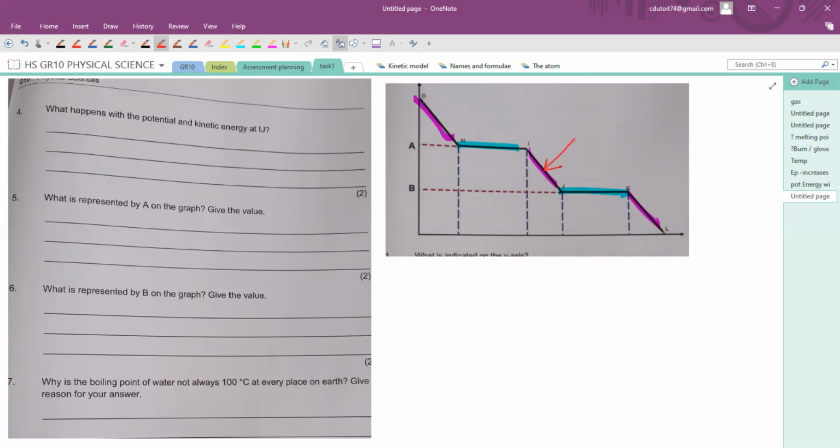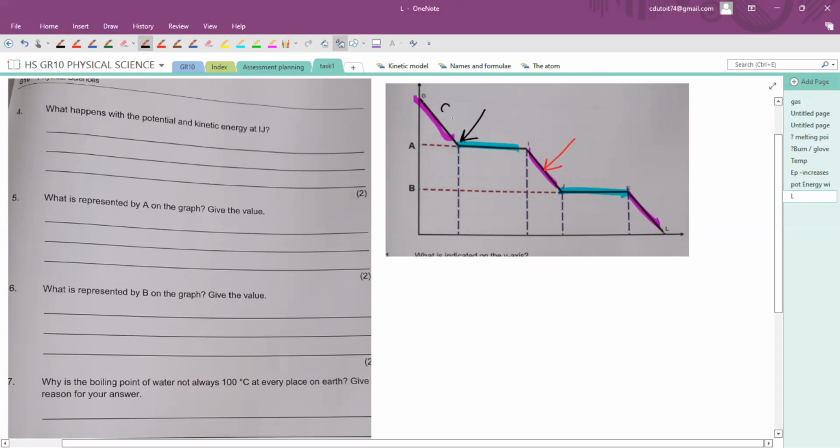What is represented by A on the graph? Anyone help me? A is where it moves from a gas to a liquid, but it's also the temperature at which a liquid becomes a gas. So that's basically its boiling point, isn't it? Yes. It's when the gas becomes a liquid, or the temperature where the liquid becomes a gas. So it's boiling point. Give the value.